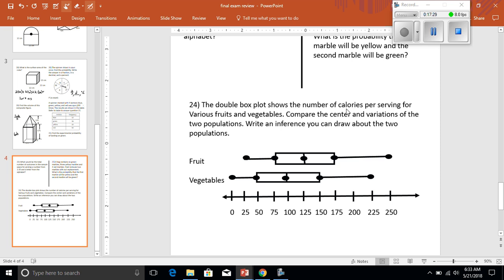So they're saying the number of calories. We know the number of calories in fruit is going to be more, is one inference we can make. And there's about the same variation. Look, 175 minus 75 is probably the same as 150 minus 50. All right. So I hope this gives you helpful hints, and I hope you do well on your final.